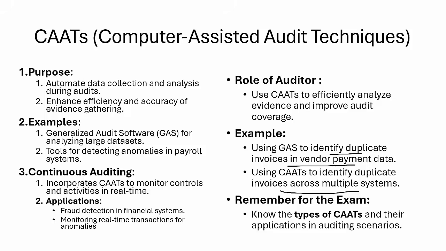So you should know the types of CAAT. For example, GAS is popularly testable. And you should also know the primary benefit: increased efficiency and automating the effort. By using this, we can act like a tool by which we are able to do the audits.